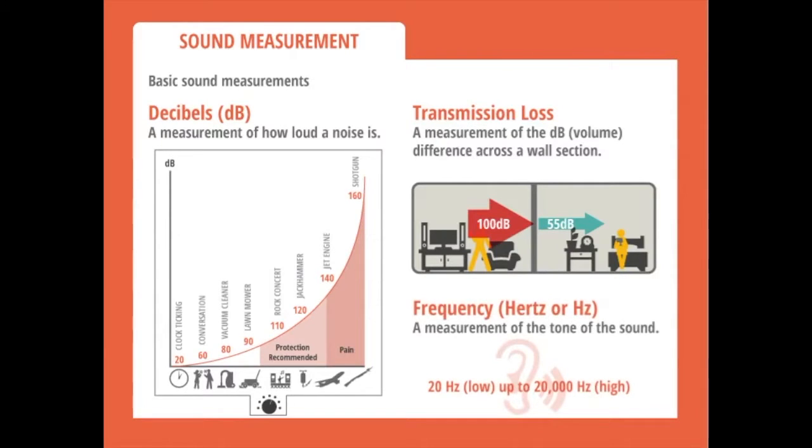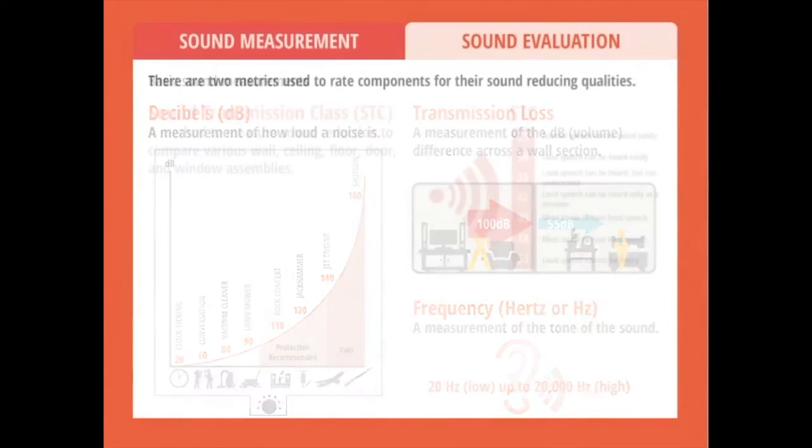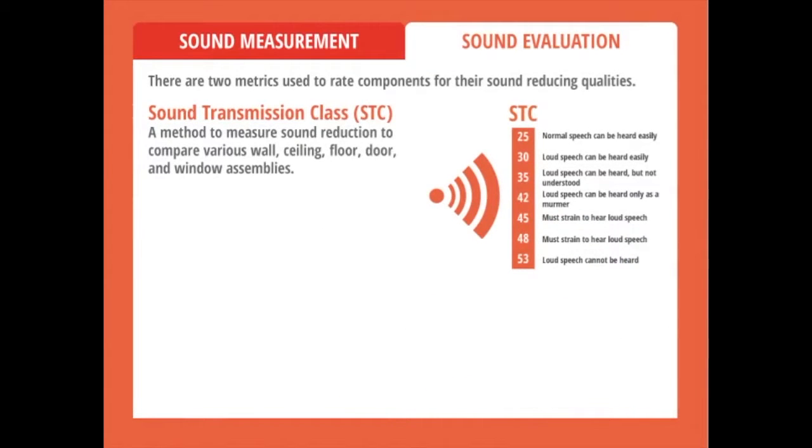Frequency, hertz, a measurement of the tone of the sound. Most humans are born with the ability to hear frequencies from about 20 Hz low up to 20,000 Hz high, but that range shrinks as we get older. Sound transmission class, STC, a method to measure sound reduction to compare various wall, ceiling, floor, door, and window assemblies. Higher STC is generally better, though not always.